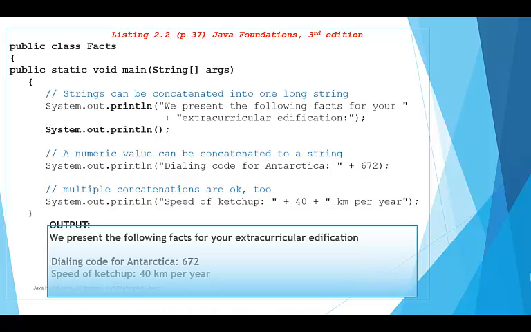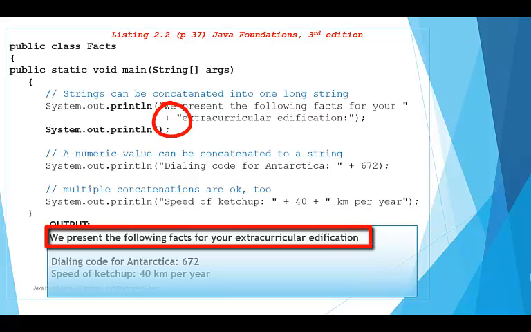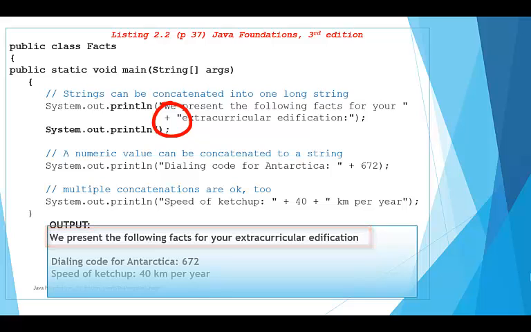Here is a copy of Listing 2.2 from your textbook, page 37. We have several println statements here. The first one demonstrates a long string that is cut across 2 lines of code. Again, note the extra set of quotes are required with the plus sign to reattach this long string. Also notice it's really good practice to remember to put an extra blank before the end of the first quote or in front of the second quote so that the 2 words your and extracurricular have a space between them.